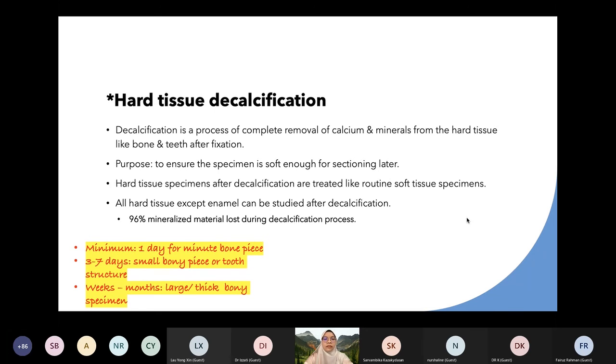After the decalcification, these specimens are treated like routine soft tissue specimens, and all hard tissue, except for enamel, can be studied after decalcification. The duration of this process will depend on the size of the specimens. The larger the specimens, the longer the duration will be. And that's why sometimes in cases where we receive both soft and hard tissue specimens, we will produce a report on the soft tissue first, and the hard tissue will be reported later.